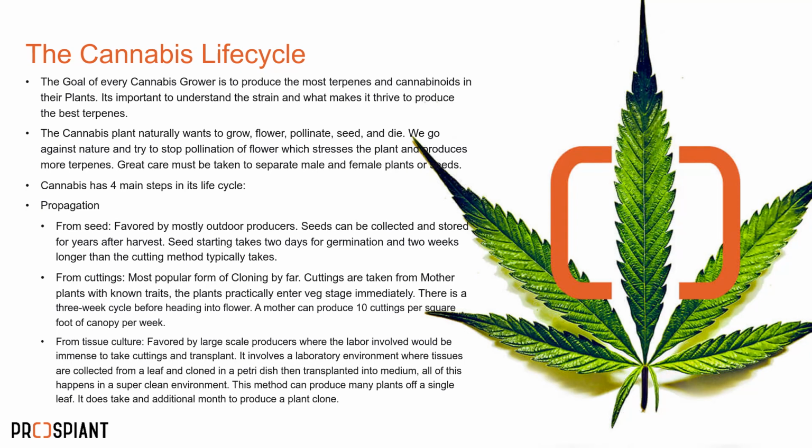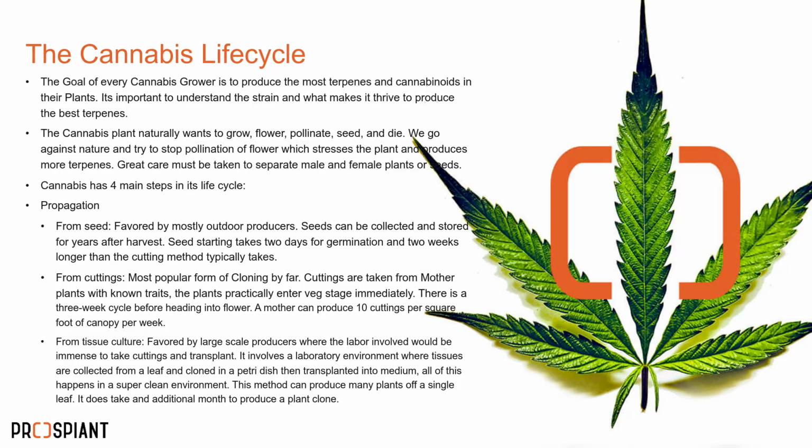Now, the cutting method, that's the very most popular by far. Cuttings are taken from a mother plant with known traits. The great thing about those is that typically when you take a cutting, you're getting the exact duplicate of the plant that you mothered. And the good thing is they enter the veg state almost immediately. A lot of people will take their plants directly from cloning. Once they develop roots, they'll take them right into the vegetative stage. And we're going to talk about these a little further in depth a little bit later.